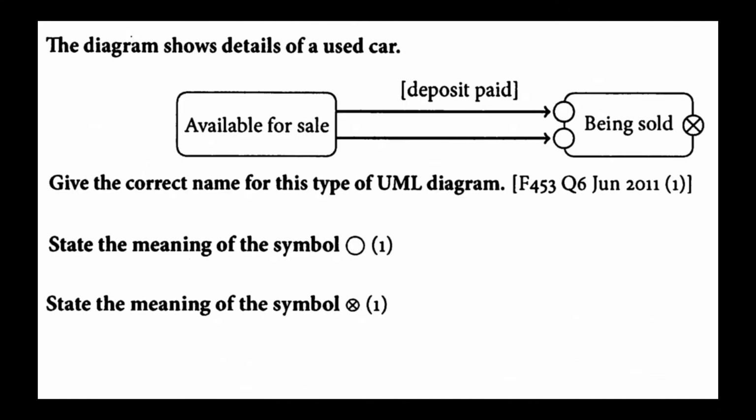The diagram shows details of a used car. So there's available for sale, deposit paid, then being sold, and then it terminates. Give the correct name for this type of UML diagram. Oh, what is this? State diagram. State the meaning of the symbol. So the circle without the X is the entry point. Then the symbol with the circle with the X in the middle is the exit point.